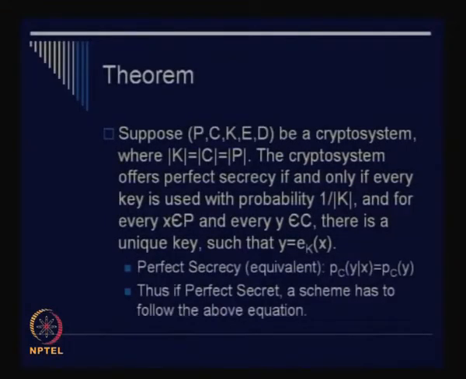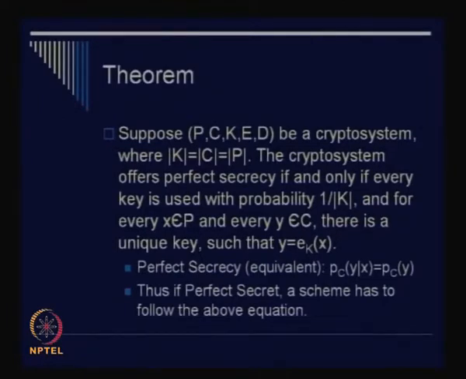So let us consider the case that the size of the K, size of the C, and the size of the plain text are all the same. That is, your cardinality of your key and your cardinality of the ciphertext and cardinality of the plain text are the same. Okay. So the crypto system offers perfect secrecy if and only if every key is used with probability of 1 by modulo k. Okay. So in your previous example, there were how many keys? There were 26 keys, and the occurrence of each key was 1 by 26, and that led to the fact that we had a perfect secret system, right, perfectly secret system.